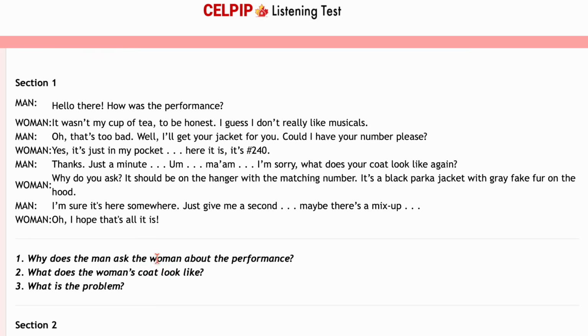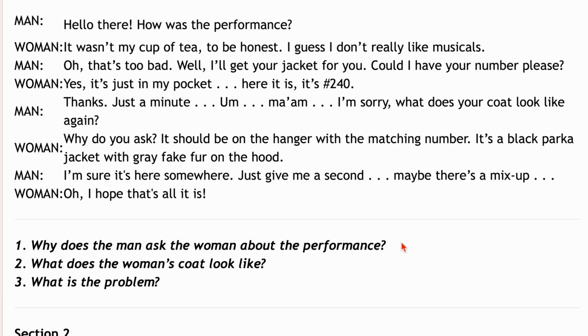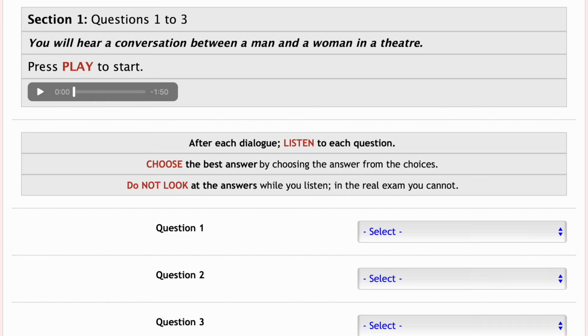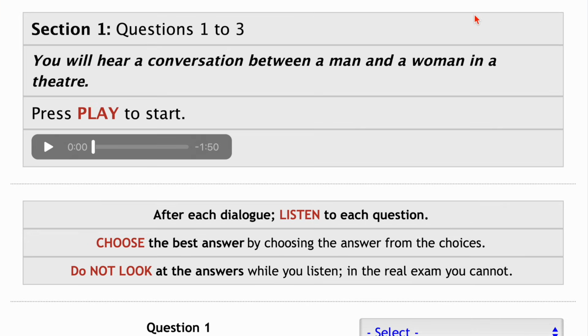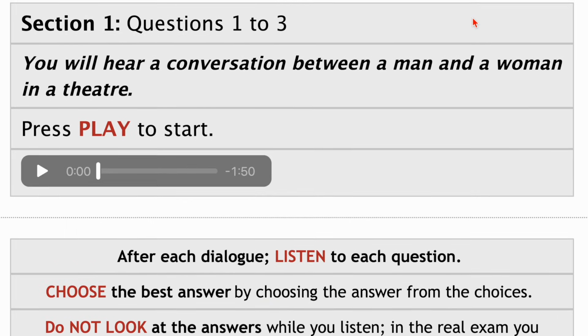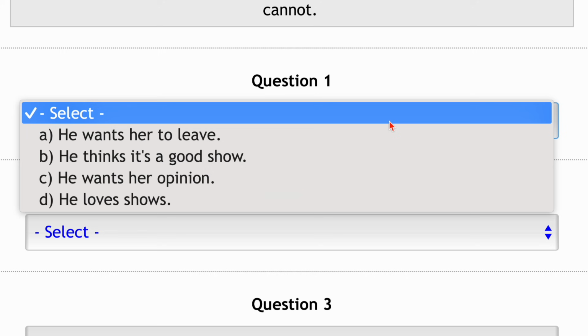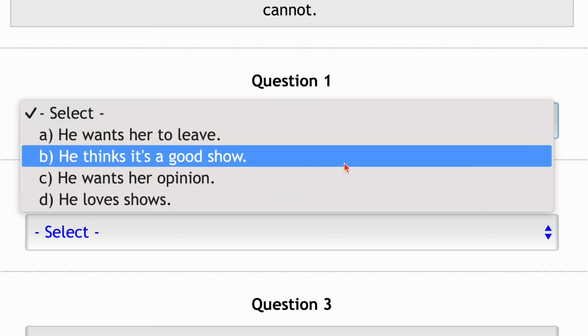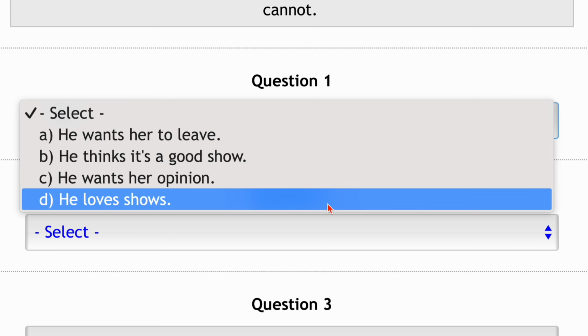Question 1. Why does the man ask the woman about the performance? Okay, I'm just going to zoom in so you can see better. So why does the man ask about the performance? So it looks like it was a theater. Why does he ask about it? Okay. All right. So he wants her to leave. He thinks it's a good show. He wants her opinion. He loves shows.